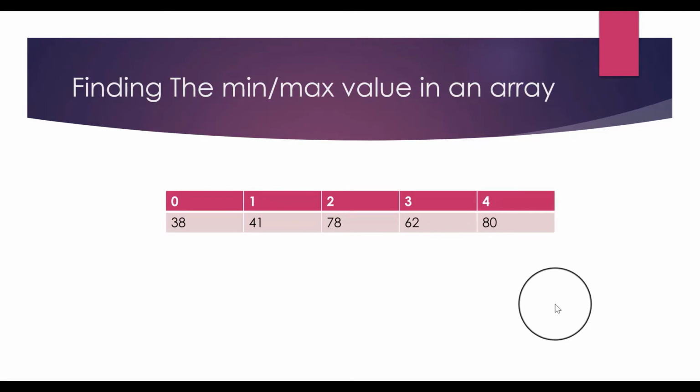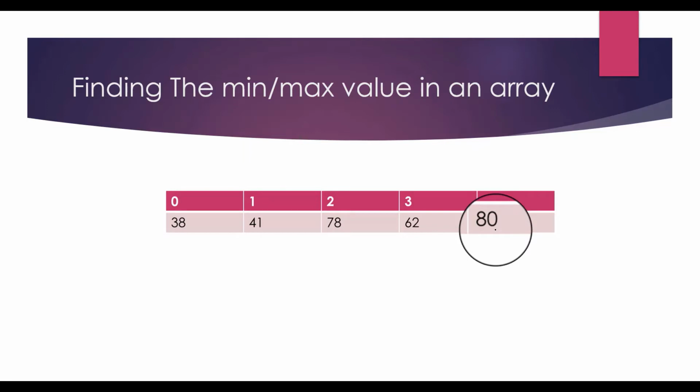In this video, we will see how we can find the minimum or the maximum value in an array using a for loop. So let's say that we have this array that has 5 elements. The first element is at location 0, and the last element will be at location 4. And this is an array of integers. At location 0 we have 38, at location 1 we have 41, location 2 78, 62, and then the last location is 80.